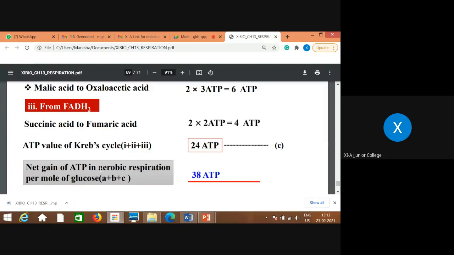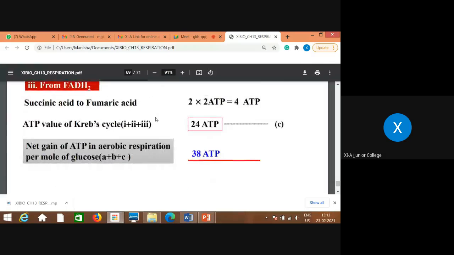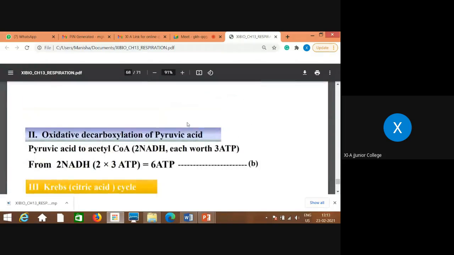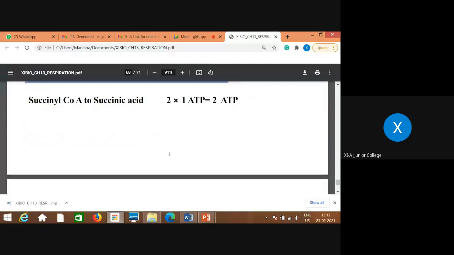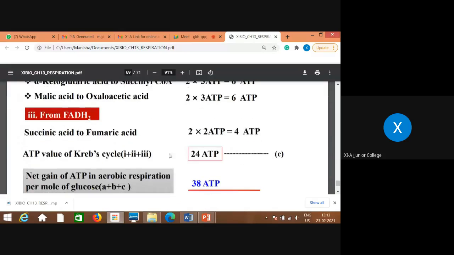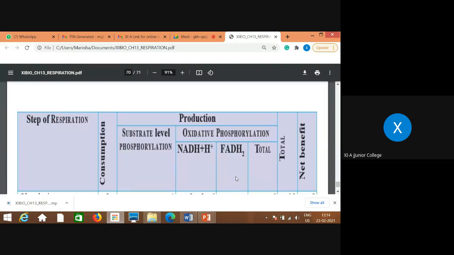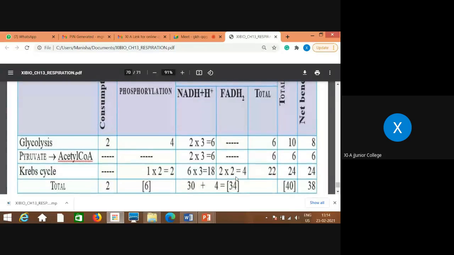Now the net gain of ATP in aerobic respiration is A plus B plus C. A is glycolysis, that is 8. B is acetylation, this is 6. 8 plus 6, 14. Am I right? Then 24. So total is 38. So A plus B plus C, 8 plus 6 plus 24. So that becomes 24 plus 6, 30, and plus 8, 38. So note, the total net gain of ATP during aerobic respiration is what? 38 ATP. Just remember, the same thing is shown in your textbook in tabular form.